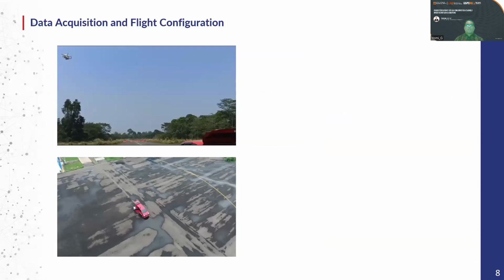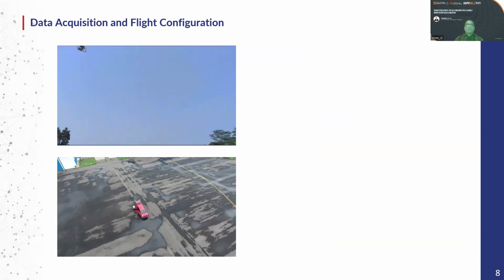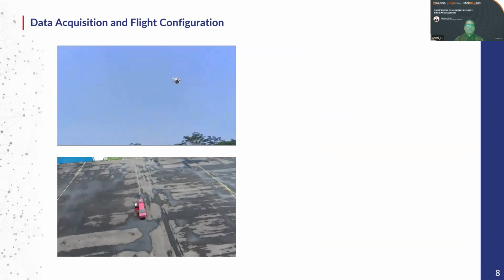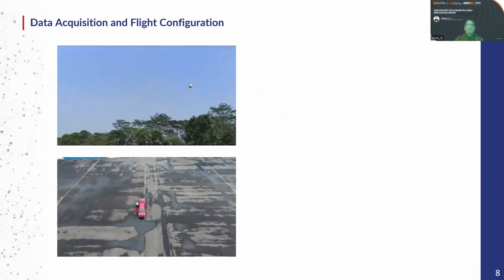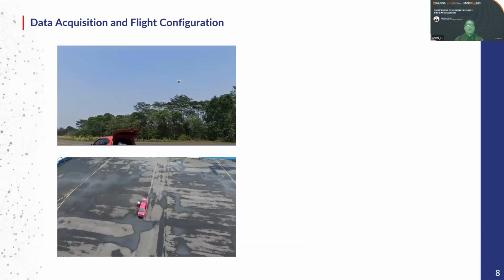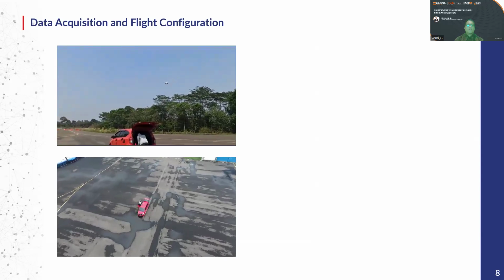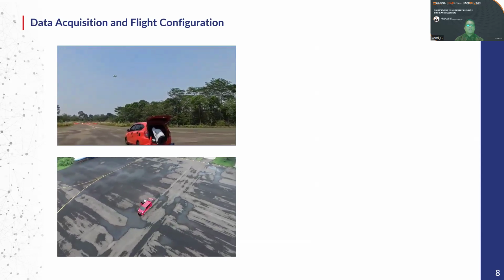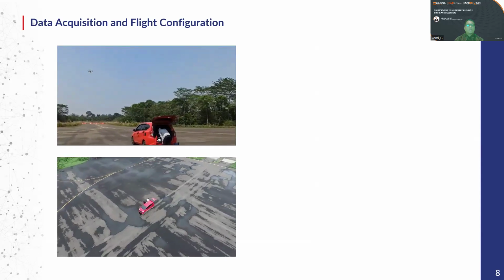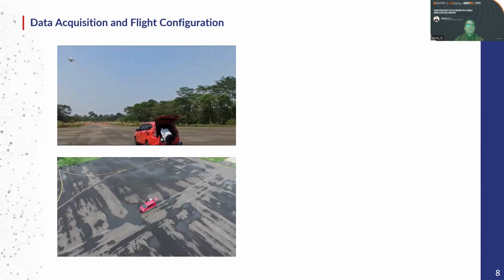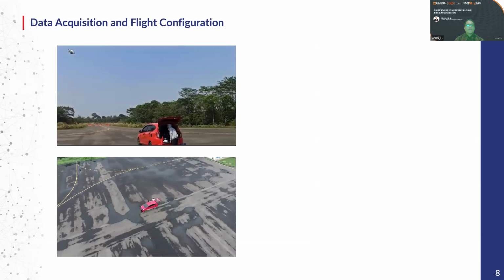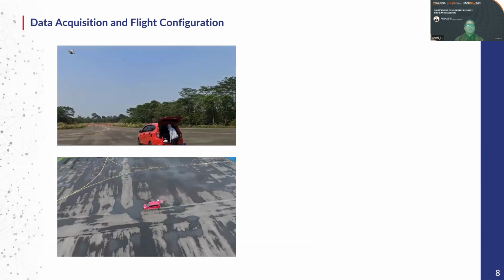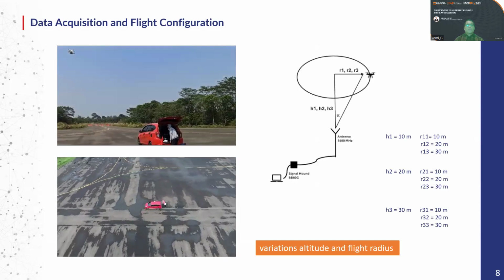Next, I will explain the data acquisition process and flight configuration employed in this study. As illustrated in the following video, the UAV was tested at various altitude and flight radius configurations. The UAV was flown at 3 different altitudes: X1 10 meter, X2 20 meter, and X3 30 meter. At each altitude, the UAV executed a circular flight with 3 different radii: radius 1, 10 meter, radius 2, 20 meter, and radius 3, 30 meter.